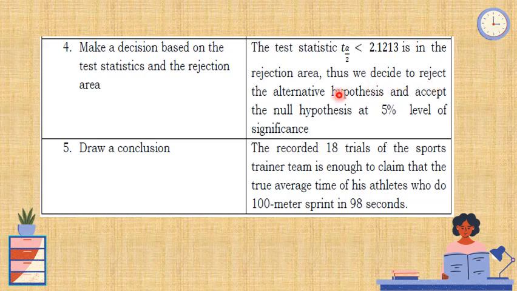Thus, we decide to reject the alternative hypothesis and accept the null hypothesis at 5% level of significance. Basta pag pumasok siya sa rejection region, i-reject natin siya. So, we accept here the null hypothesis because our claim is in the alternative hypothesis. So, our conclusion, step 5, the recorded 18 trials of the sports trainer team enough to claim that the true average time of his athletes who do 100 meter sprint is 98 seconds.